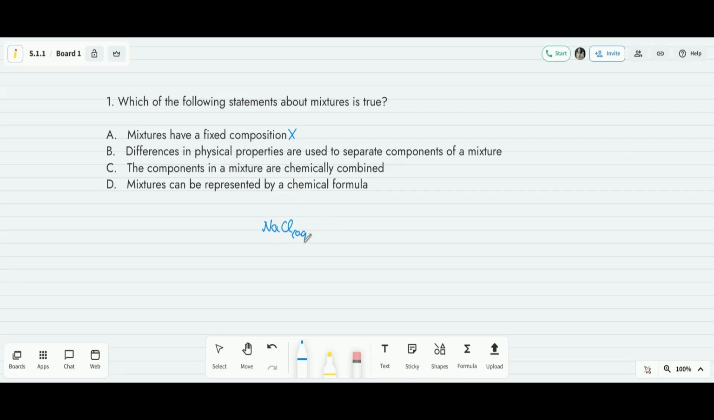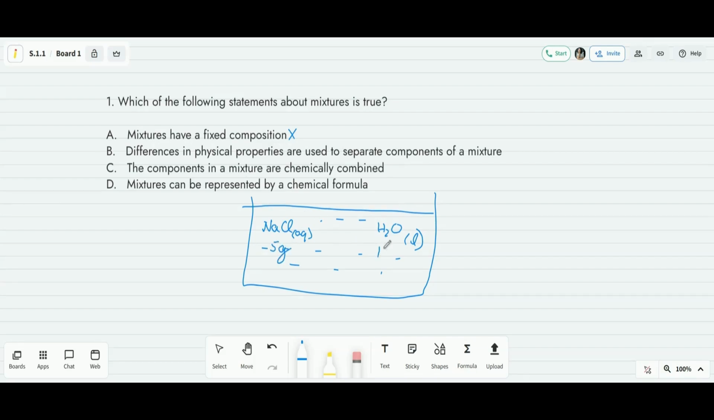Sodium chloride, and you dissolve it in water. For example, you have two compounds. There's not going to be any chemical reaction between the two. It's just going to be a uniform mixture of sodium chloride in water. And you can mix them in any proportion. For example, you can dissolve 5 grams of sodium chloride with 100 grams water. You could dissolve 10 grams in the same 100 grams water. You could keep adding more sodium chloride.